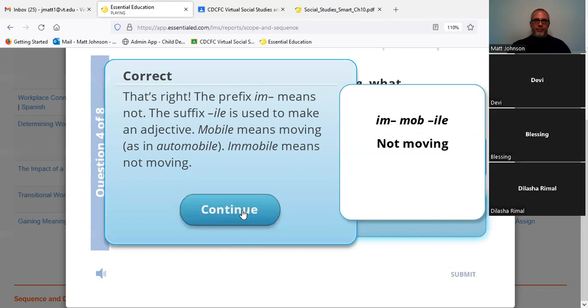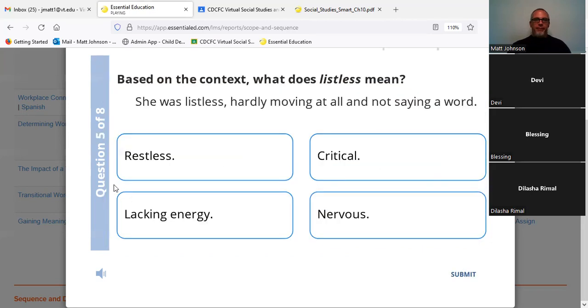Okay, and then listless. So she was listless, hardly moving at all, and not saying a word. Listless is one that you might not see very often. So that is lacking energy, right? And your context clue there is hardly moving at all and not saying a word. So with that as a context clue, listless must mean maybe tired or lacking energy. Oh, don't click that one. Click that one. All right.